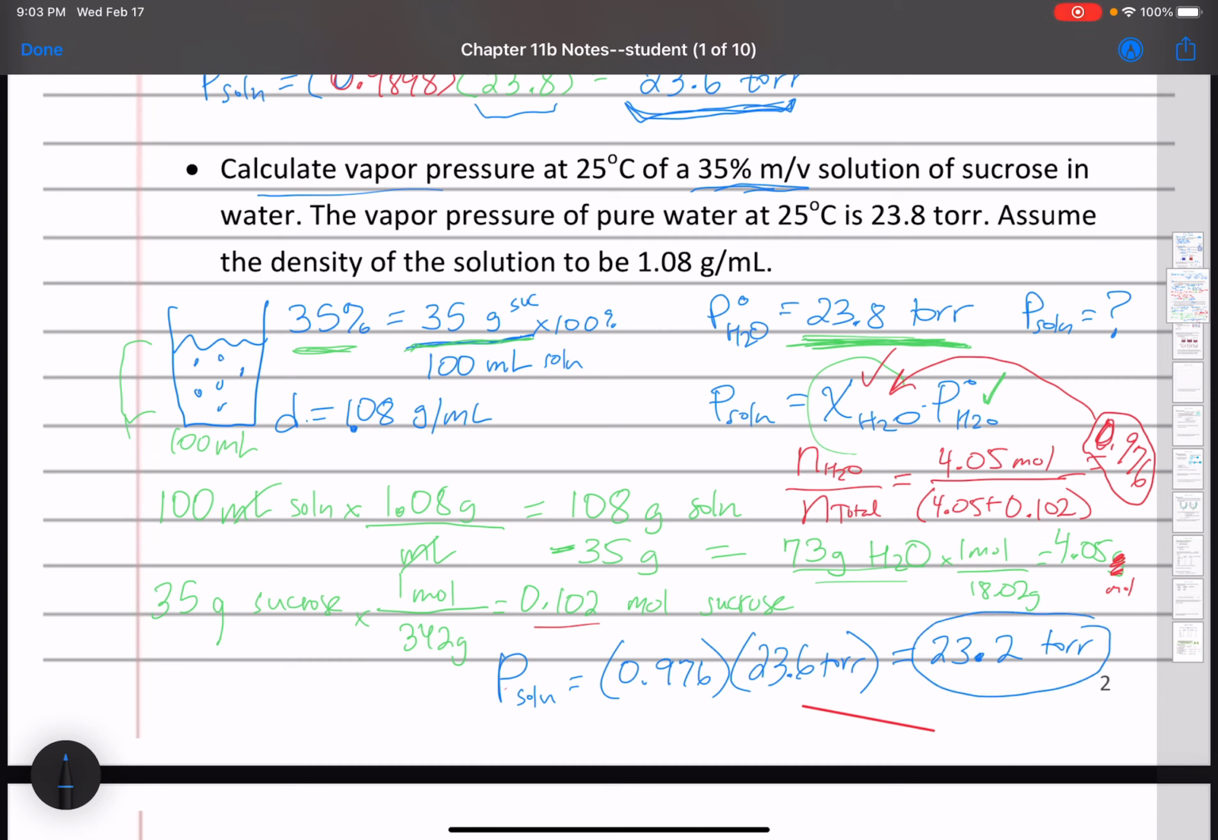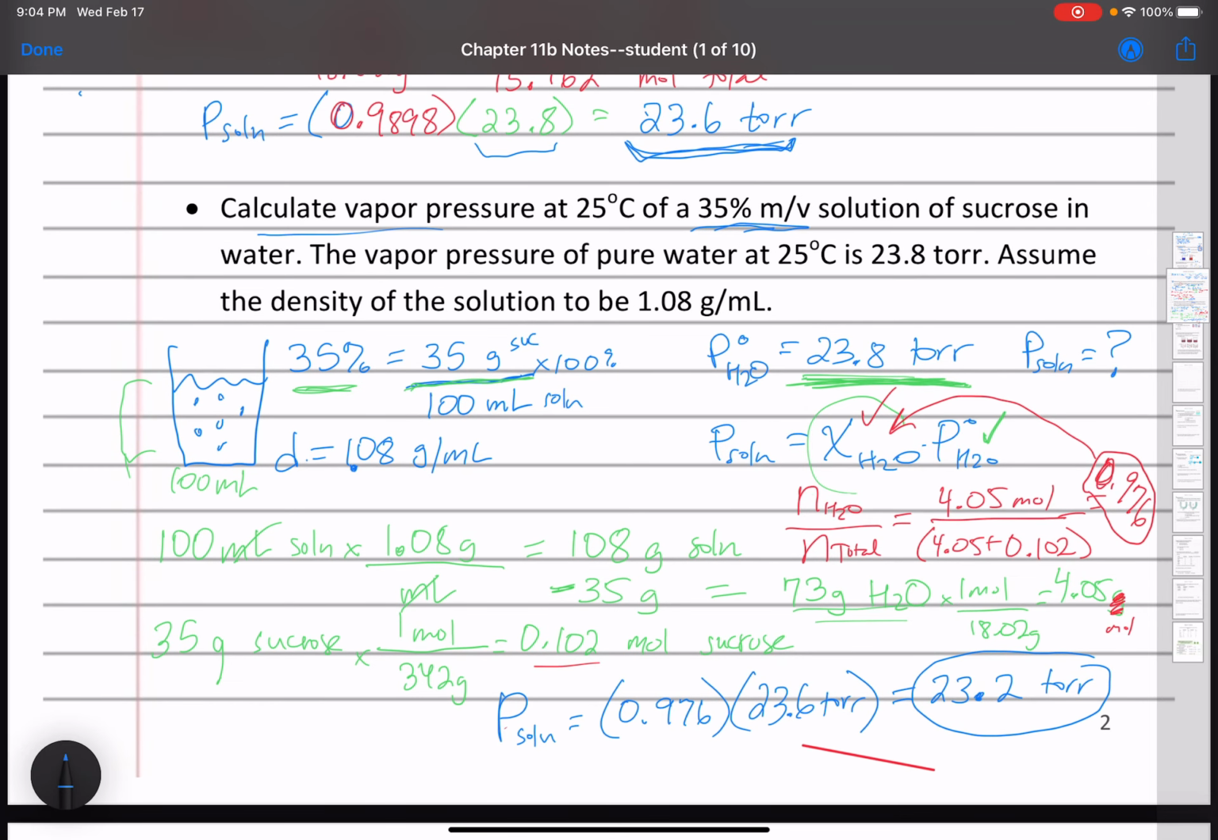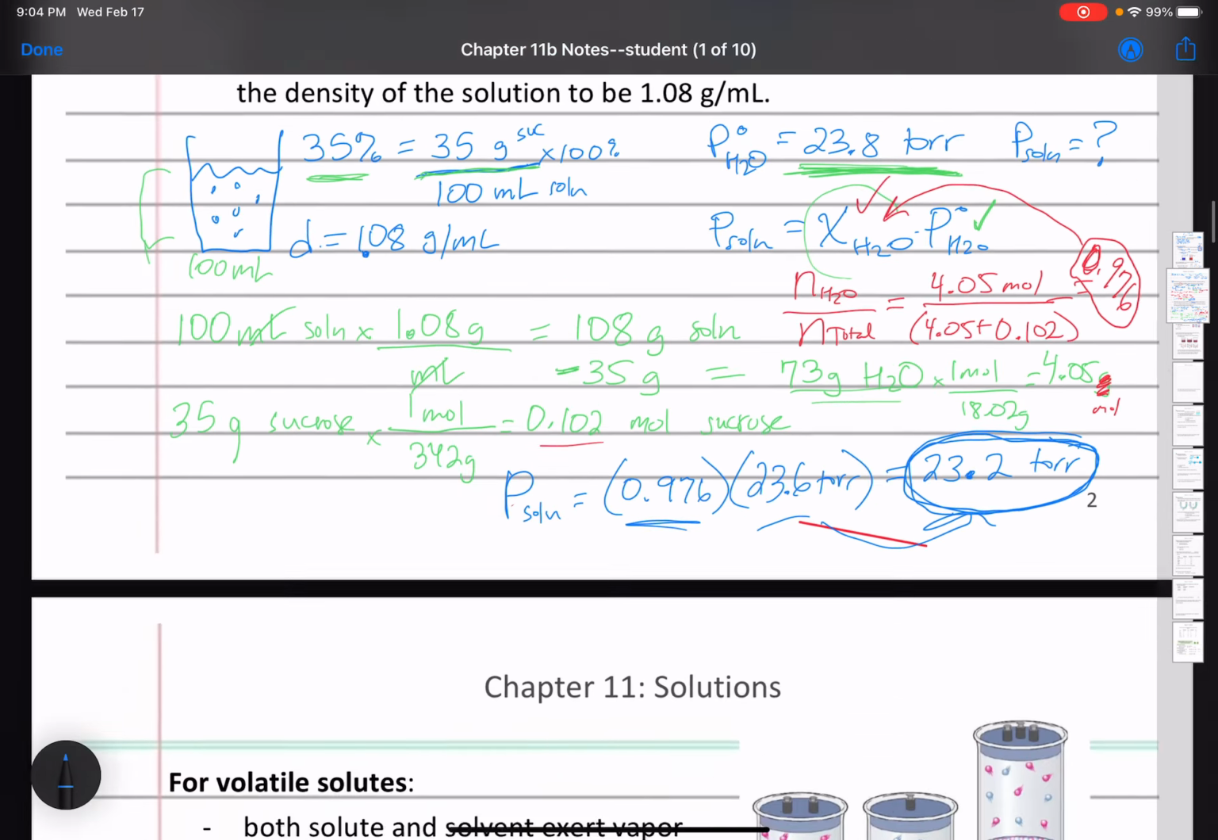So in this case, it went down a little bit more than before. In the previous problem, it only went down by 0.2 of a torr, and this time it went down by 0.4 of a torr. But a key thing in these problems is we know that adding a solute results in vapor pressure lowering. So if somehow we got an answer that was higher than 23.6, something weird happened in our calculations. Another thing is the mole fraction should always be less than one. It's a proportion of the total. So if you get a mole fraction greater than one, there's some error in your calculations that you need to find. So those are just some mental math checks to do.